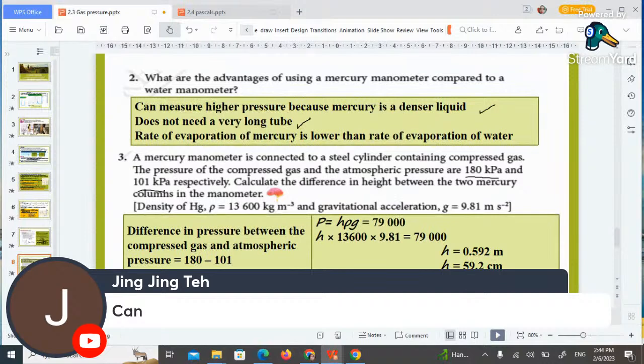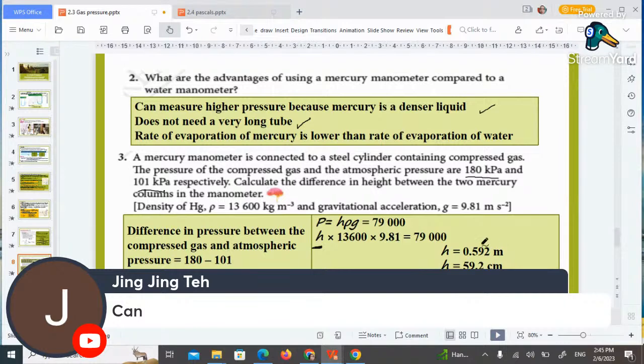The difference in height is equal to this pressure. Now we want to find H, the height. Apply the formula P equals H rho G, equals 79,000. So H multiplied by the density of mercury multiplied by G equals 79,000. You get H equals 0.592 meter or 59.2 centimeter. So the difference in height of the two mercury columns equals 59.2 centimeter.